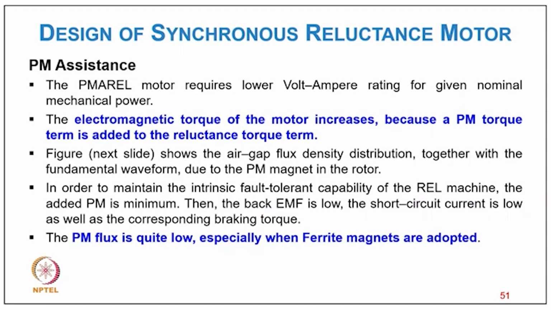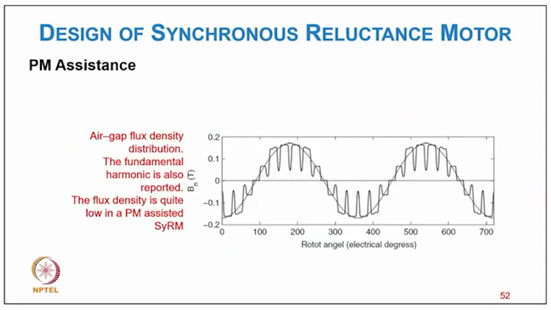The next slide figure shows the air gap flux density distribution together with the fundamental waveform due to the PM in the rotor. In order to maintain the intrinsic fault tolerance capability of the reluctance machine, the added PM is minimum, and then the back EMF is low. The short circuit current is also low, as well as the corresponding braking torque. So the PM flux is quite low, especially when ferrite magnets are adopted. You can clearly see the air gap flux density distribution, where the fundamental harmonic is also reported, and the flux density is quite low in a PM assisted synchronous motor.